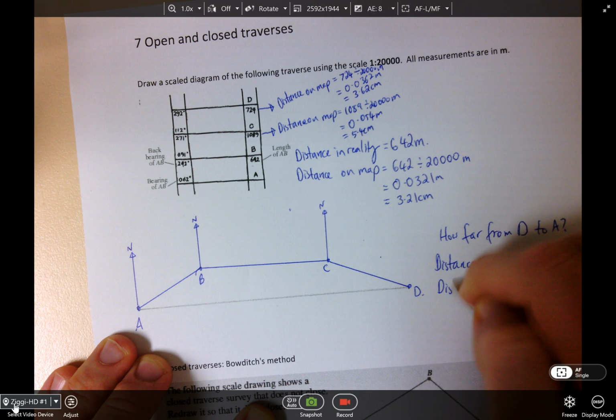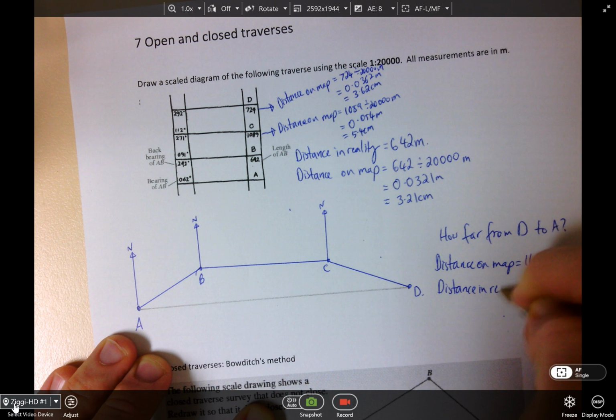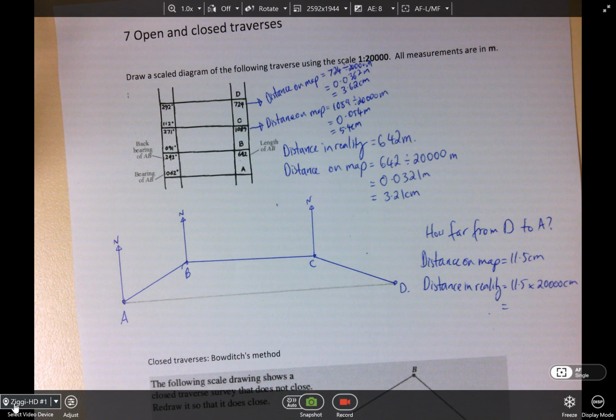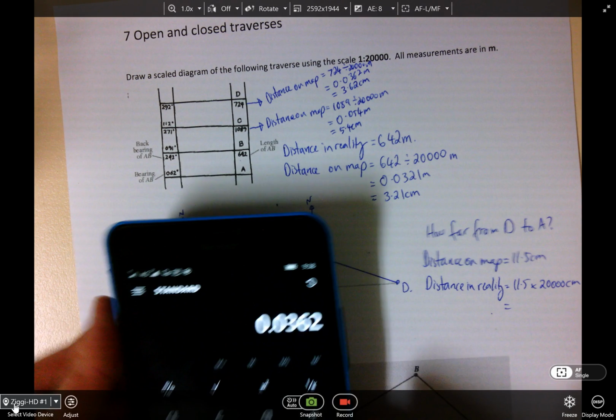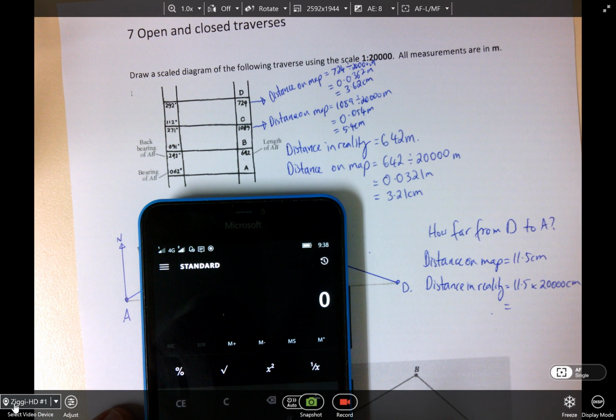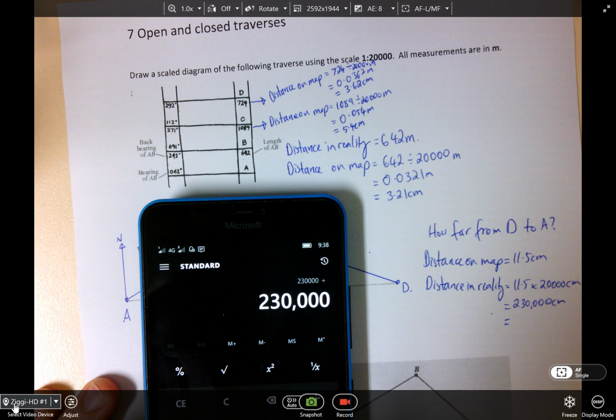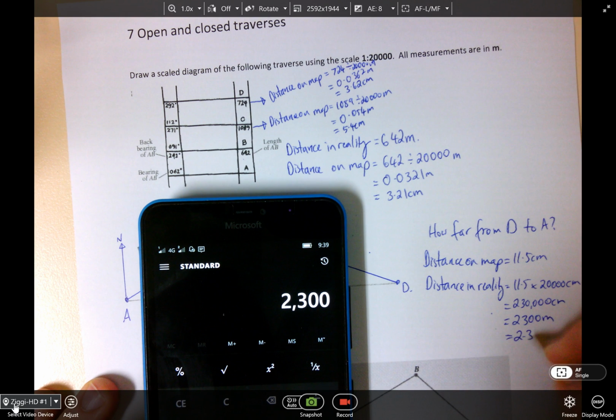The distance in reality will be that distance on the map times by the scale. Okay, so whenever we're trying to go from map to reality, multiply by the scale. So 11.5 times 20,000. Okay, 230,000, that's a pretty big number. To change it to meters, you need to divide by 100. 2,300 meters, or if you want, 2.3 kilometers.